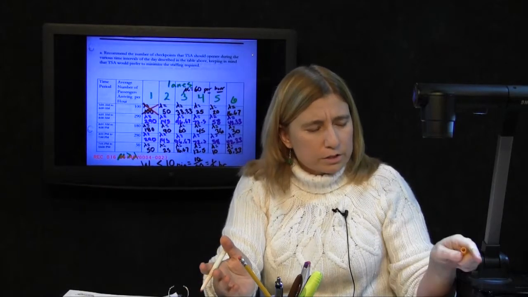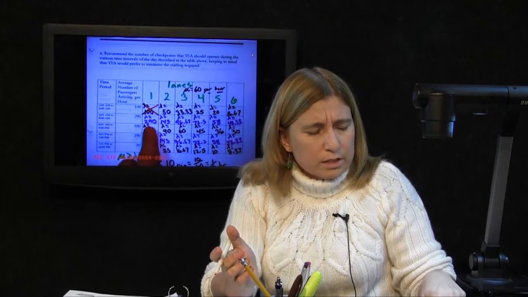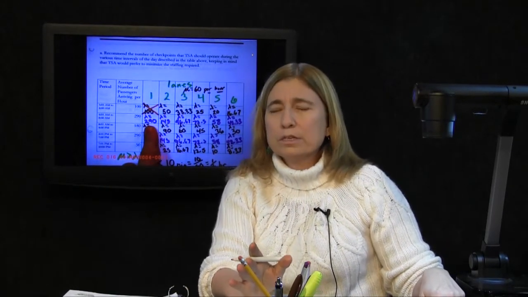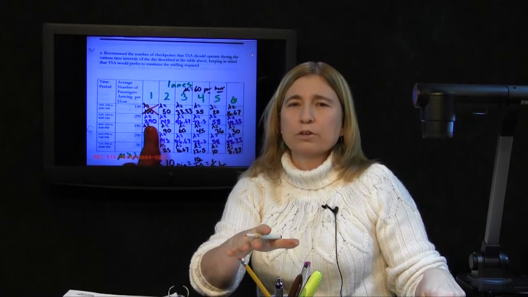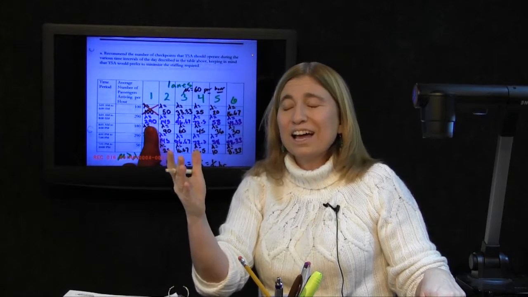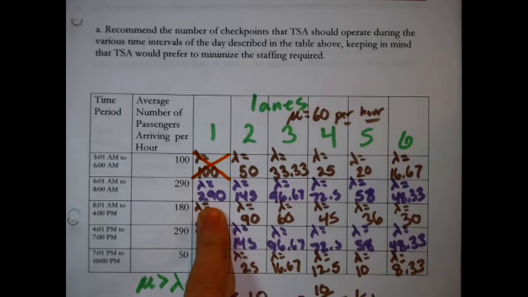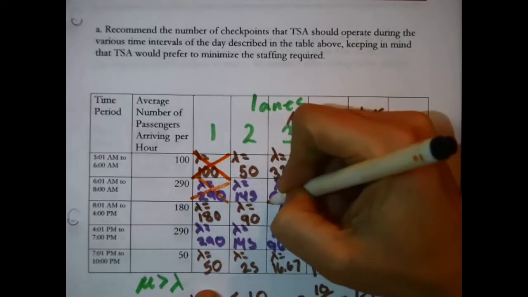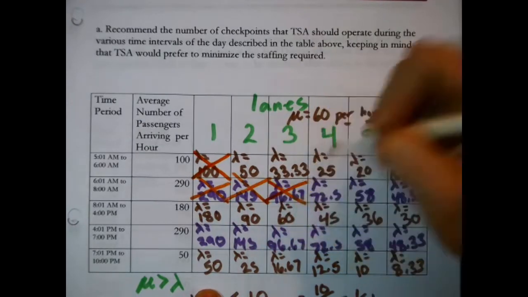Likewise, look at, for instance, actually more dramatic, from 6 a.m. to 8 a.m. If we open only one lane during that busy time, we will have 290 passengers on average in an hour. If we have only one lane, that lane is only working at a rate of 60 passengers an hour. That will never work. We need a lambda that's smaller than 60. None of these numbers will work.